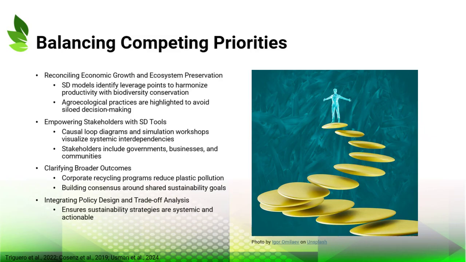System dynamics helps balance economic growth with ecosystem preservation by identifying leverage points and fostering collaboration. Tools like causal loop diagrams empower stakeholders to visualize interdependencies and clarify broader outcomes, such as reducing plastic pollution. Stakeholders include governments, businesses, and communities, all working together to build consensus around shared sustainability goals.